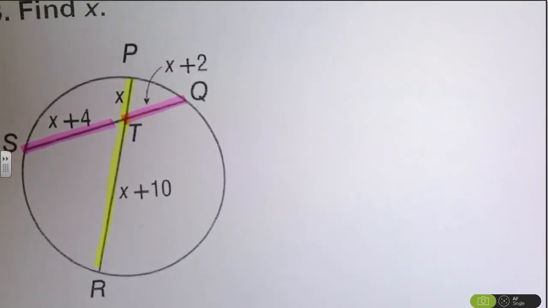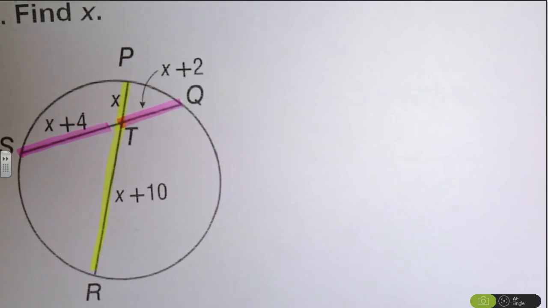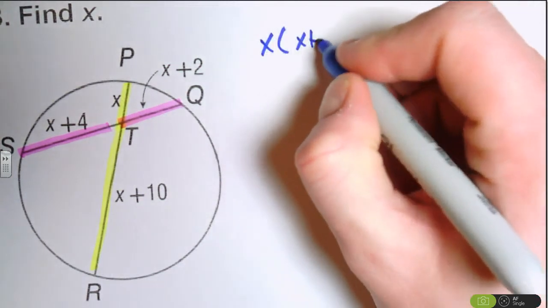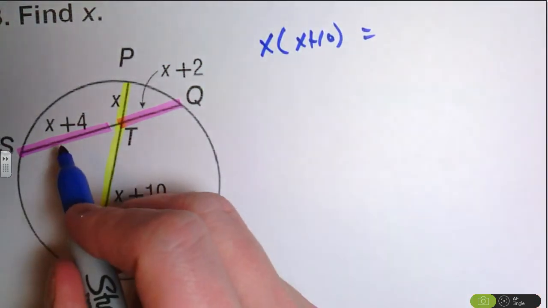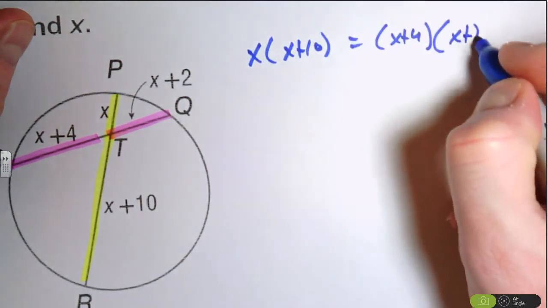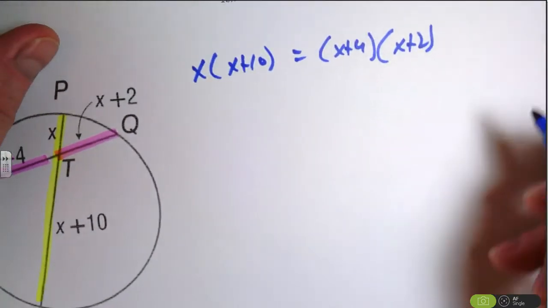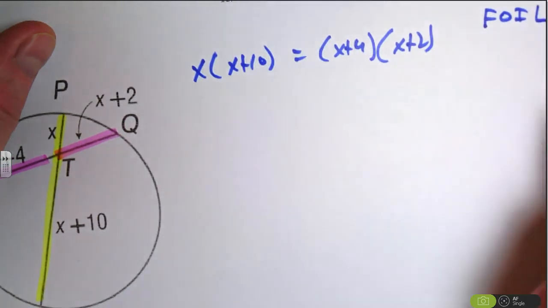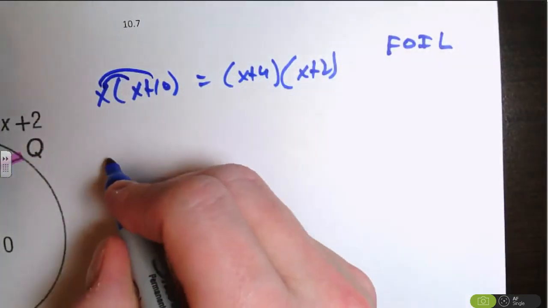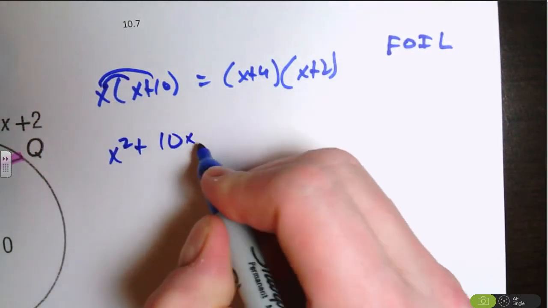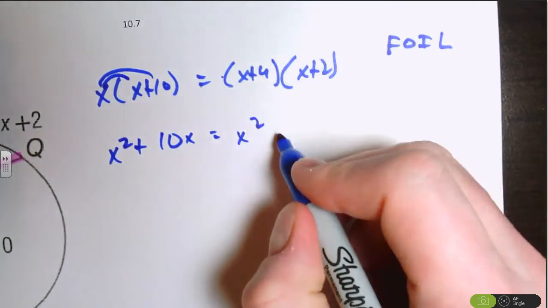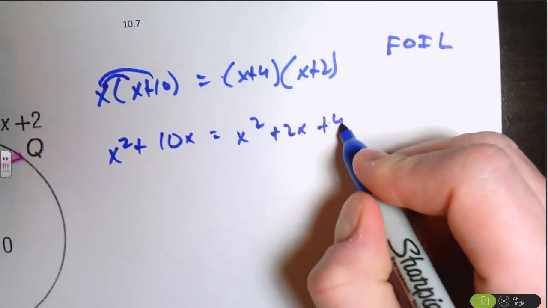Now the reason I waited on this one is that it's a pretty algebra-heavy problem. So it's going to be x times x plus 10, and this is going to be x plus 4 times x plus 2. And we get to bring out our good old friend FOIL. On the left side, it's a straight distribution. x times x is x squared. x times 10 is 10x. On the right side, x times x is x squared, x times 2 is 2x, 4 times x is 4x.